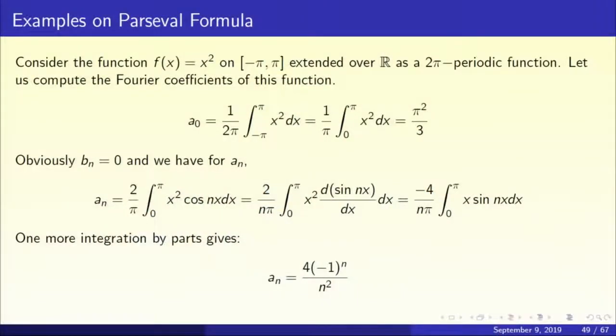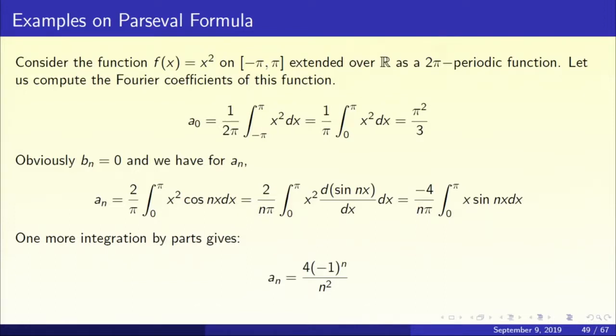A naught is 1 upon 2 pi integral minus pi to pi x squared dx. One can immediately evaluate the integral and the answer we get is pi squared by 3. Of course, there's a 1 upon 2 pi factor thrown in, and so that's why you see a pi squared and not a pi cube. One pi cancels out. Obviously, Bn is 0. Why is Bn 0? Bn is 0 because the function is an even function and sin nx is an odd function. So integral f x sin nx from minus pi to pi will be 0.